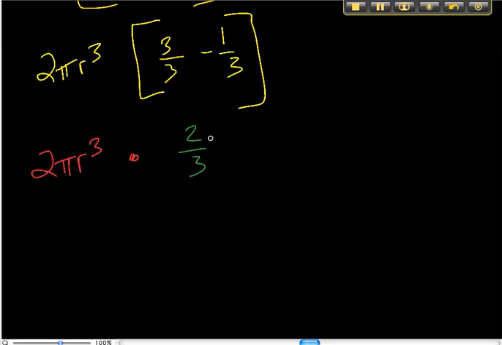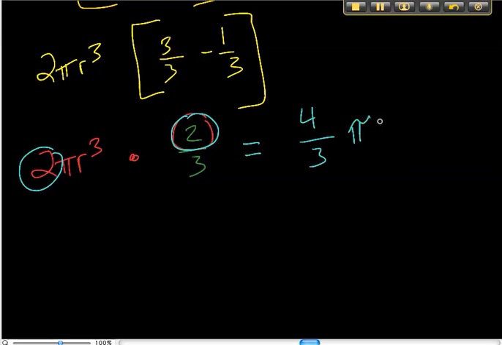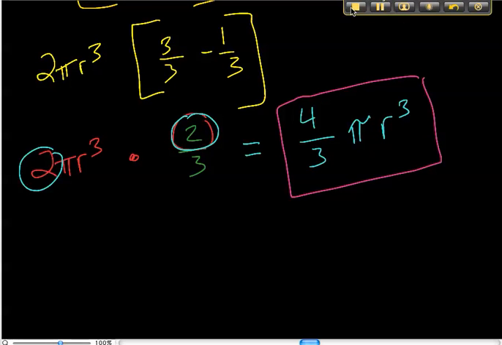And if I'm going to multiply these together, I'm going to be multiplying this 2 with this 2, and it's going to come out to 4/3 pi r cubed. And that's how you get the volume of a sphere from integrating.